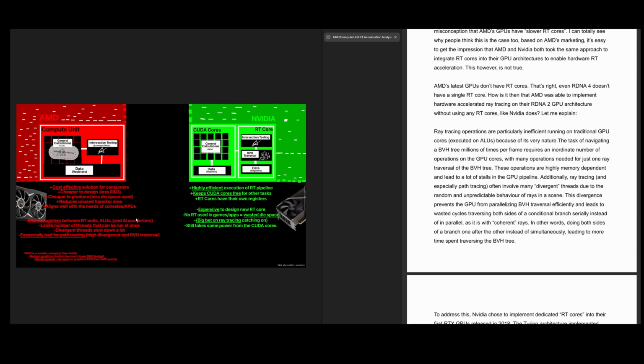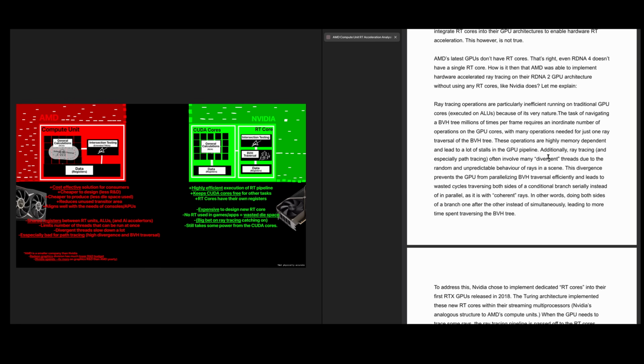And on the left here, this is something I will explain in a second, but it's my simplified representation of the major differences between them. Because AMD's latest GPUs don't have RT cores. Not even RDNA 4 has any RT cores, but people often talk about it like it does. And so how does AMD implement hardware-accelerated ray tracing on their GPUs?